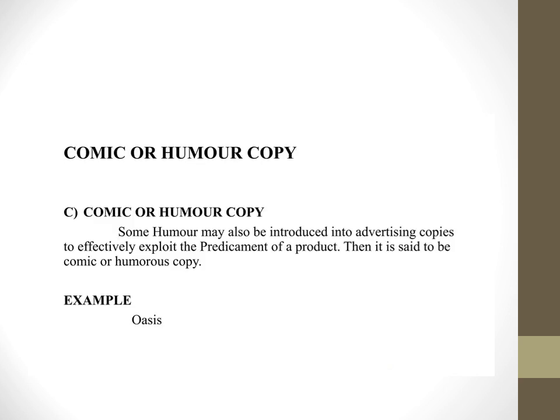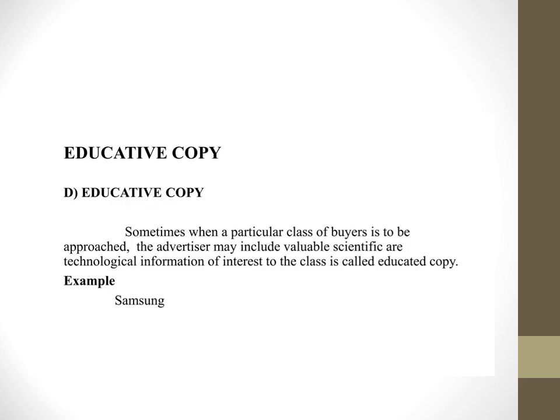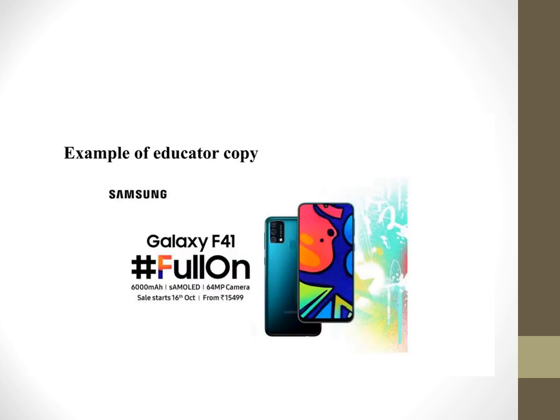And next one is comic or humor copy. Some humor may also be introduced to advertising copies to effectively exploit the personality of a product. Then it is said to be comic or humorous copy. And here comes educative copy. Sometimes when a particular class of buyer is to be approached, the advertisers may include valuable scientific or technological information of interest to the class. It is called educative copy. Example, Samsung. Here is the example of educative copy.